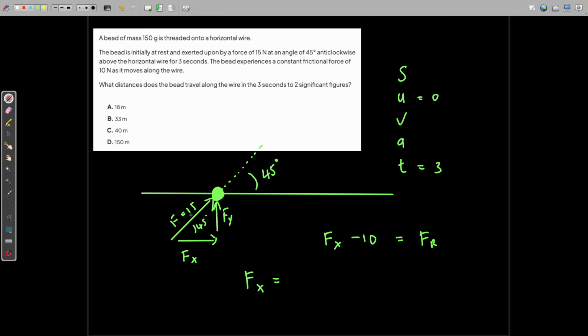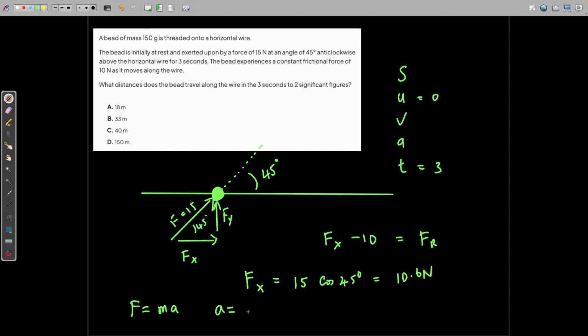let's put a SOHCAHTOA, that's the hypotenuse. This is the adjacent, so it's going to be cos. So it'll be 15 cos of 45 degrees, which gives you 10.6 newtons. And then that means that, so that's Fx, and using F equals ma, we can find the acceleration of this object.